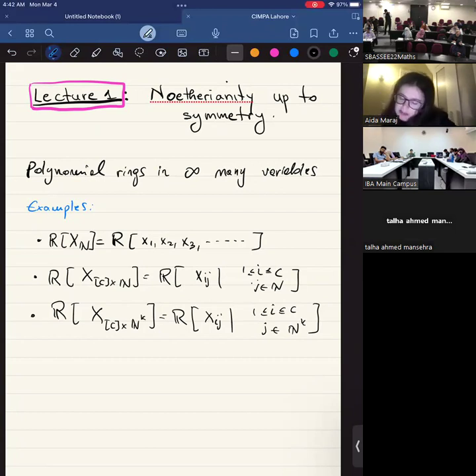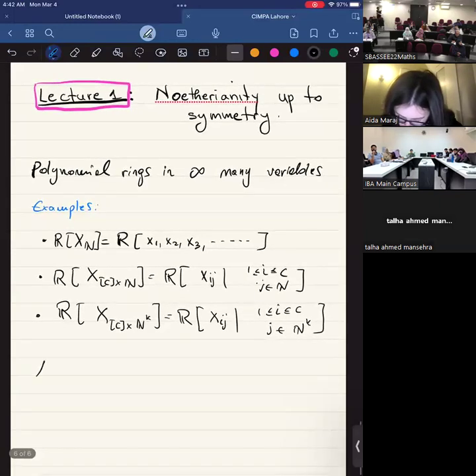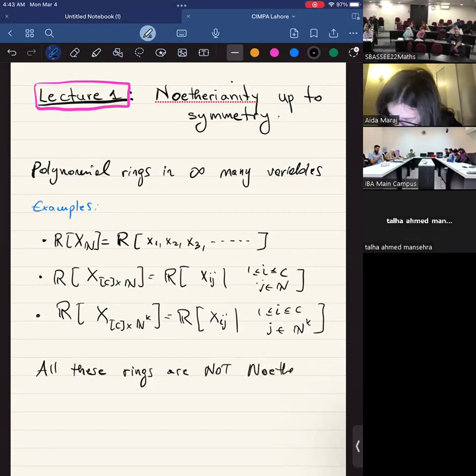And now the main challenge of working over these polynomial rings is that they are not Noetherian. So all these rings are not Noetherian. And what does this mean? This means that their ideals are not guaranteed to have a generating set of finite size.